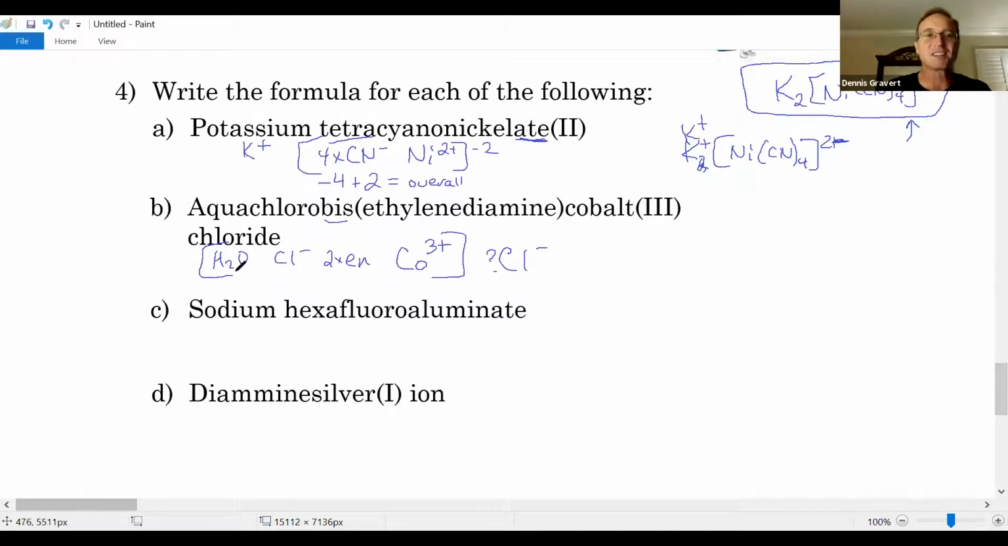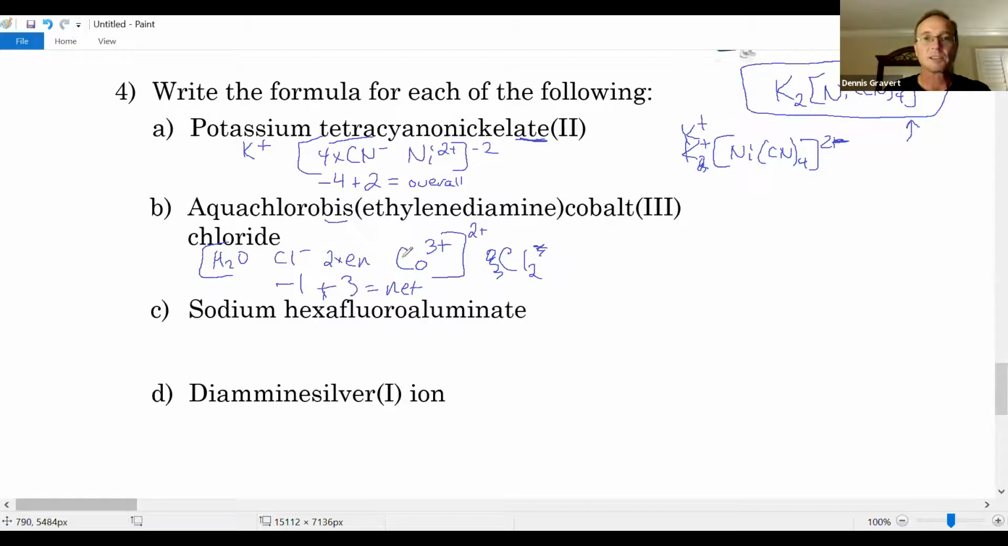All right, so no charge here, no charge in water. So we got a -1 and a +3 equals the net charge or the overall charge. Well, then that adds up to +2. So we're going to need 2 of these in our formula. Just like we needed 2 potassiums.